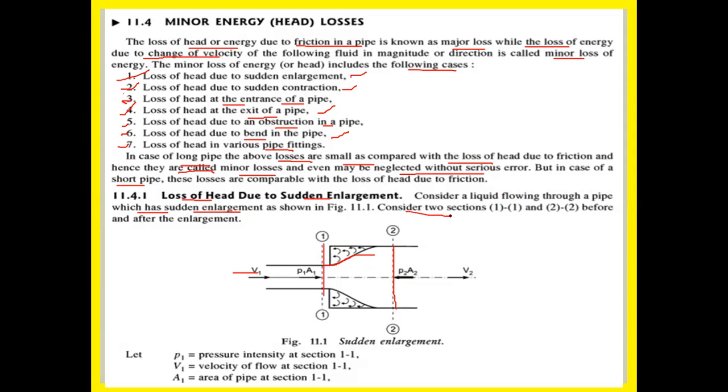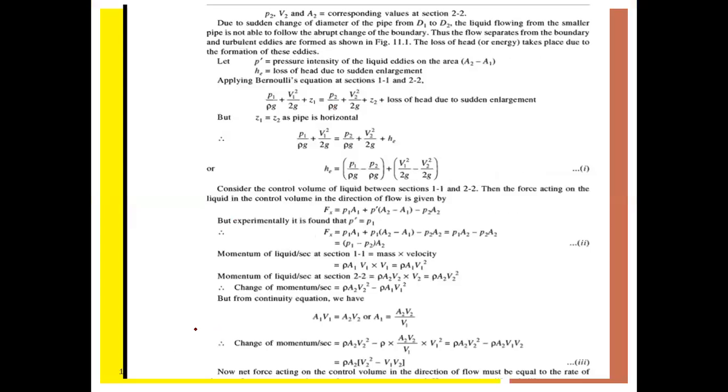So consider two sections, 1-1 and 2-2, before and after the enlargement. At section 1-1, we have P1, V1, A1. P1 is the pressure intensity, V1 is the velocity, and A1 is the area of the pipe. Then P2, V2, and A2 are the pressure intensity, velocity, and area at section 2.